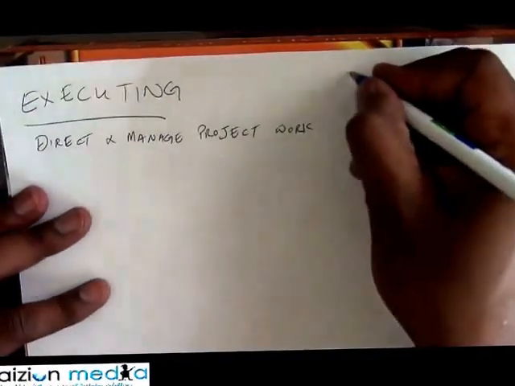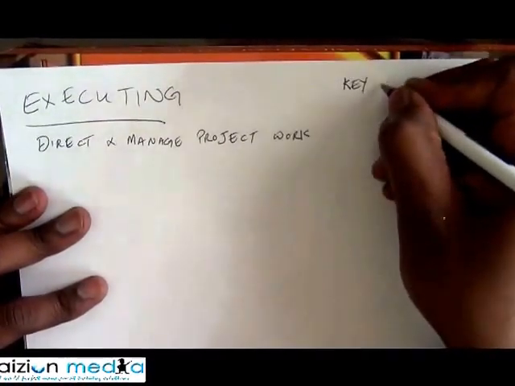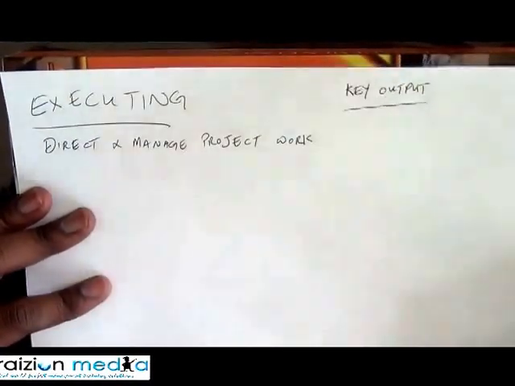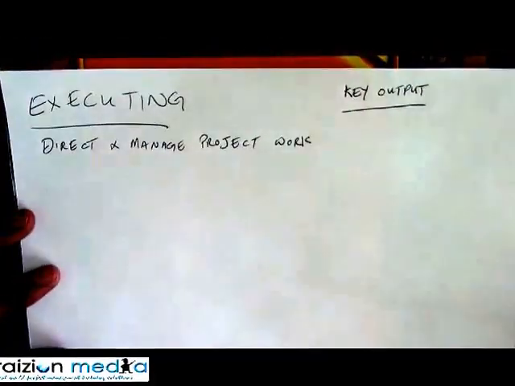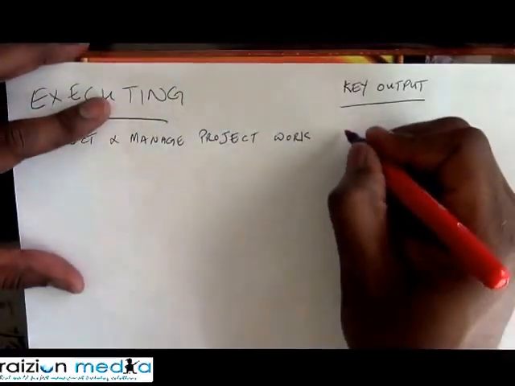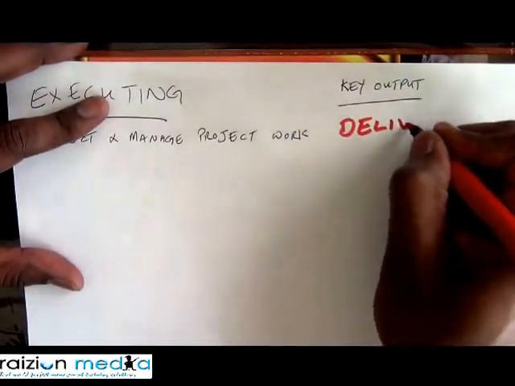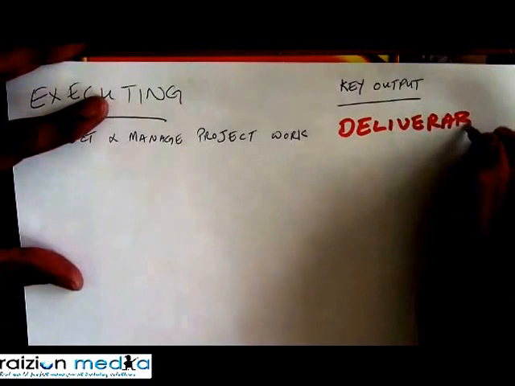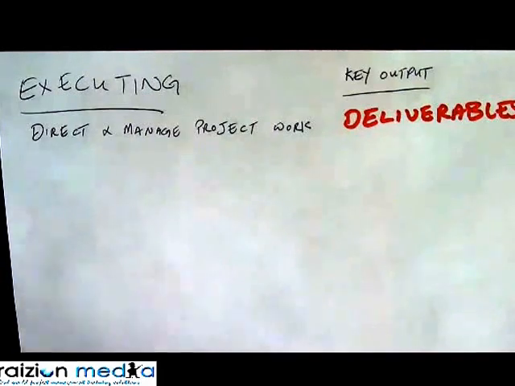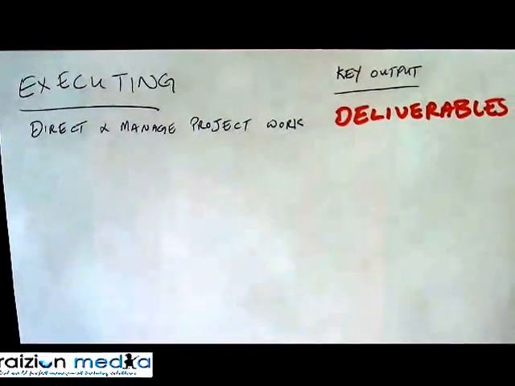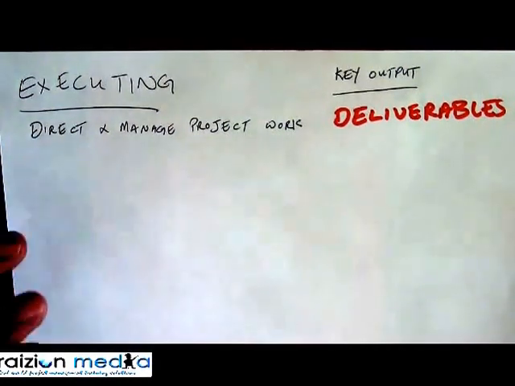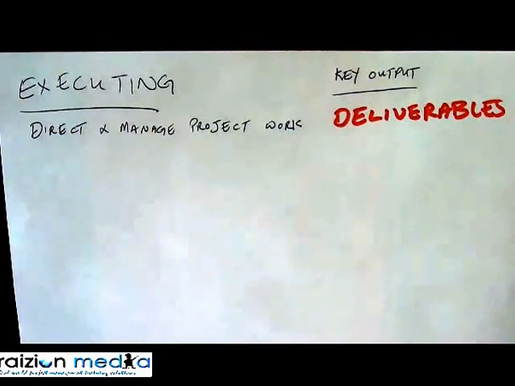First of all, I would like you to know the key output, because this is going to address what exactly you get out of direct and manage project work. Now, this is so important, I have to codify in red. If you didn't know that now. Your deliverables are a key output of direct and manage project work. It's a big ticket item that you need to be aware of for the exam.